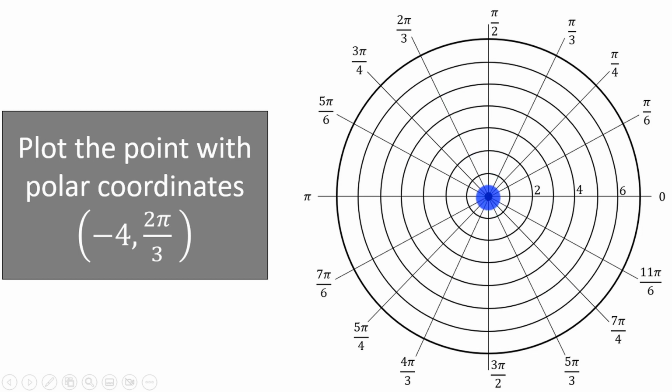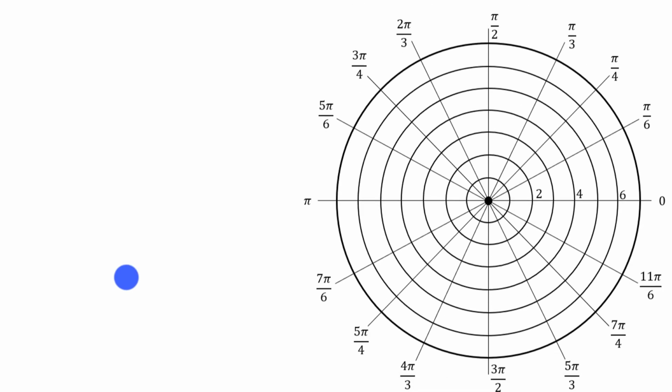But the negative 4 means don't go in the 2 pi over 3 direction, go in the opposite direction. So we are not going towards the angle of 2 pi over 3, we're actually going in the opposite direction, which would be sort of like going in the direction of 5 pi over 3. So we're going to go 4 units out in this direction. 1, 2, 3, 4, and we would have this point right here. So a negative radius means just go in the opposite direction.